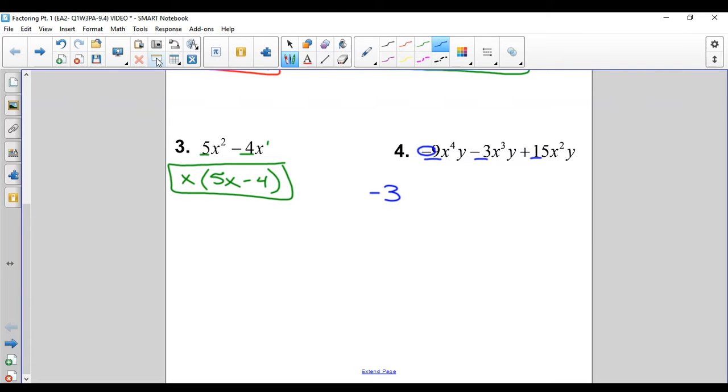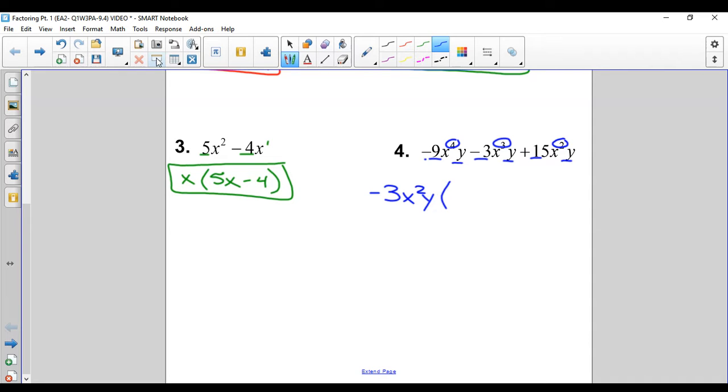Careful when we show what's left over here. We have x to the 4th, cubed, and squared. Smallest one is an x squared. You show what's left over in a minute. Each of these has a y, so a y comes out. Now we show what's left over.